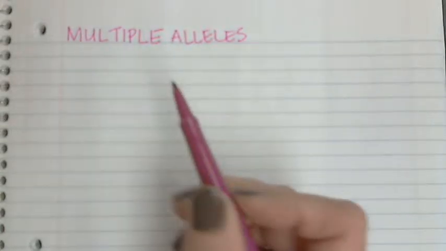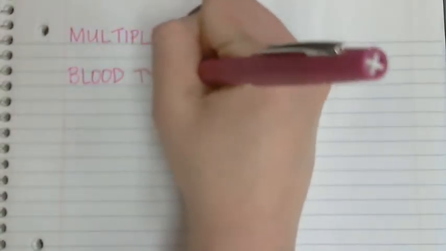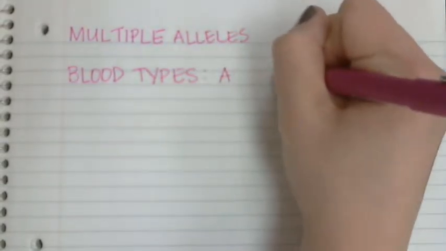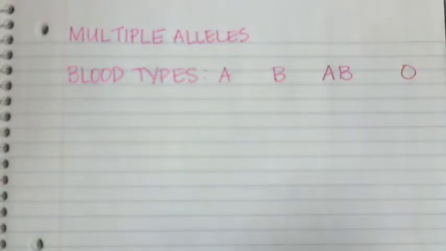When we talk about Punnett squares, there's a couple variations that are important to know. First of all, multiple alleles. The most common example of multiple alleles has to do with blood types. There are 4 different known blood types. You have type A, type B, type AB, and type O.